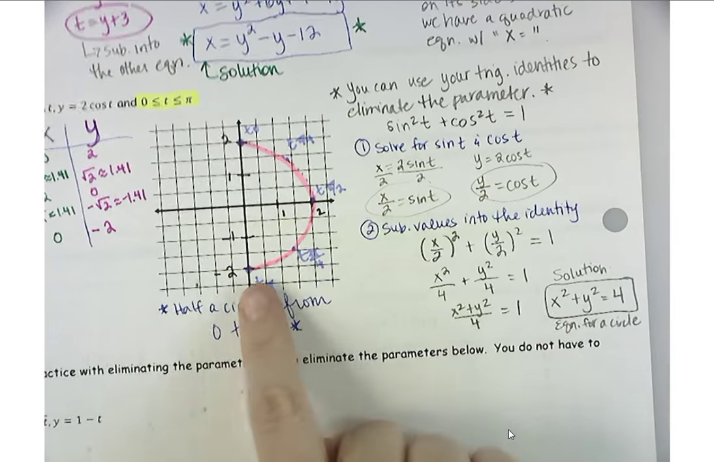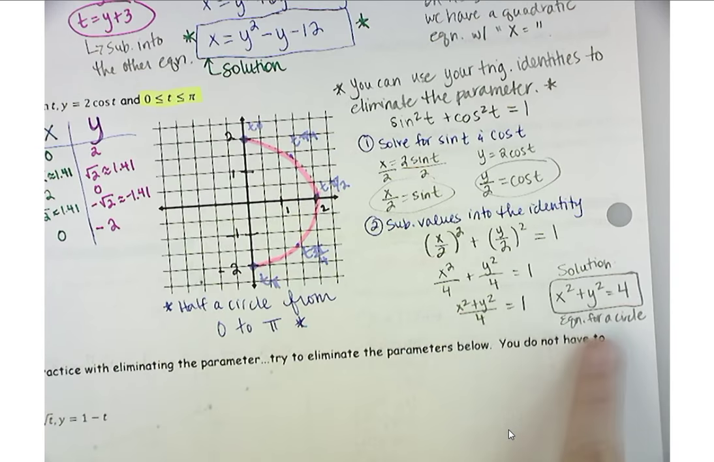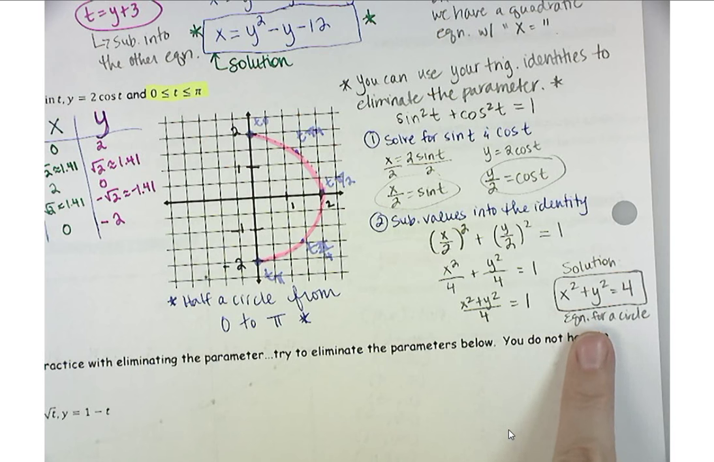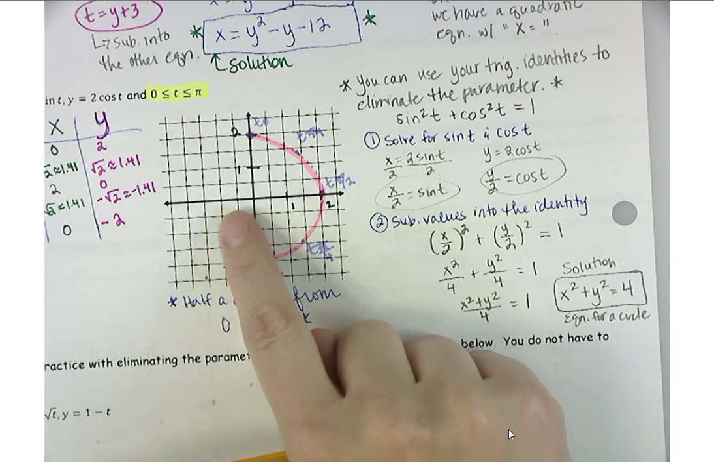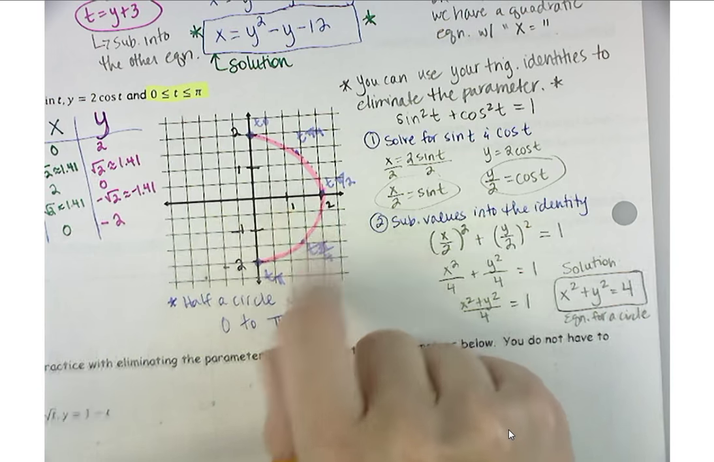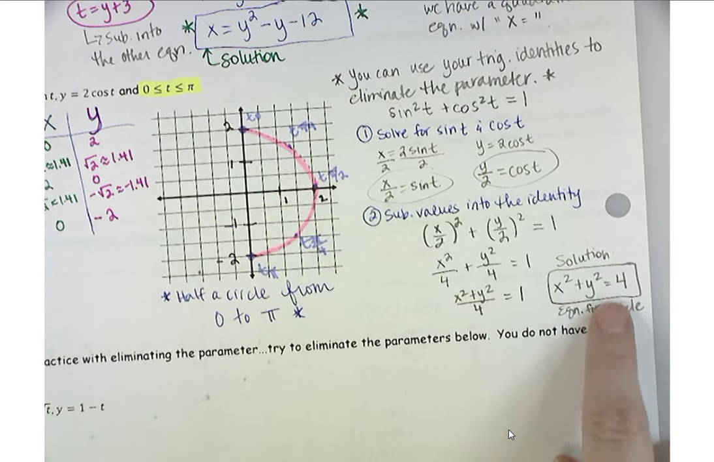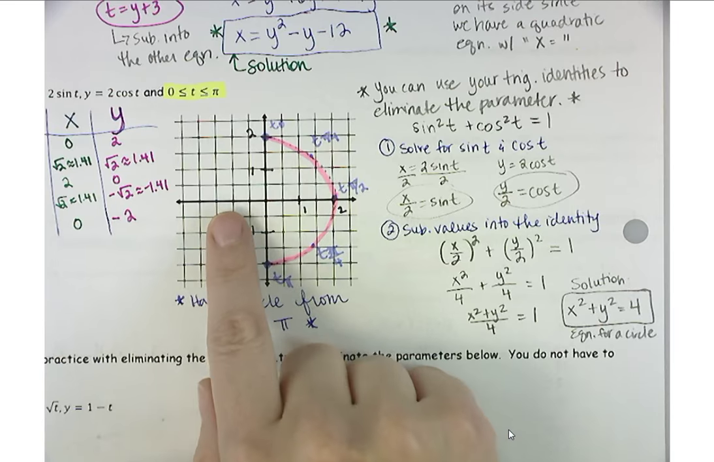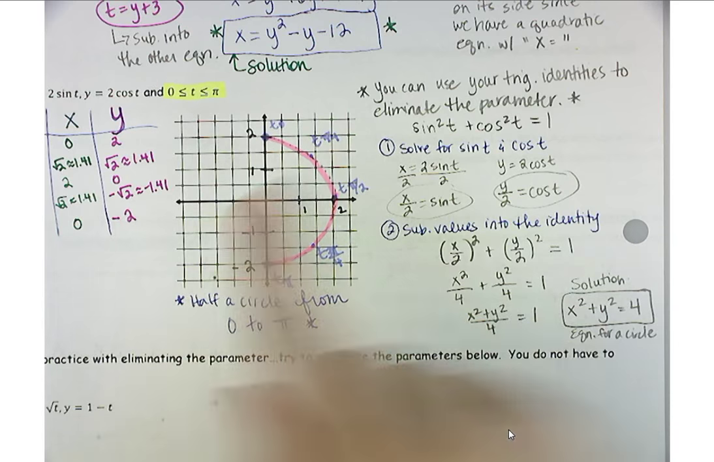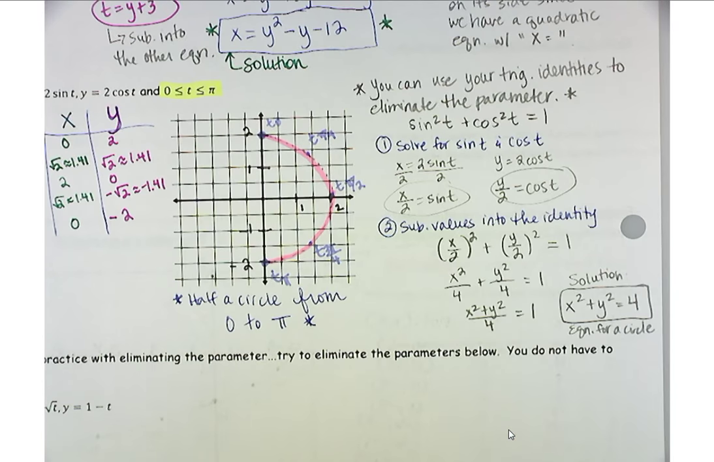Now really, looking at this picture, you could have checked it to make sure you eliminated the parameter correctly. So for this, do you guys see what the radius is? What's our radius? 2, right? So 2 squared is how you get 4. What's the center of your circle? 0, 0. Okay, so that fits in with the equation for the center of your circle.